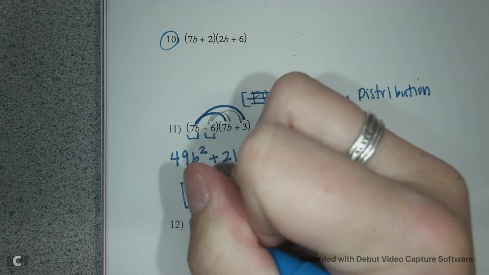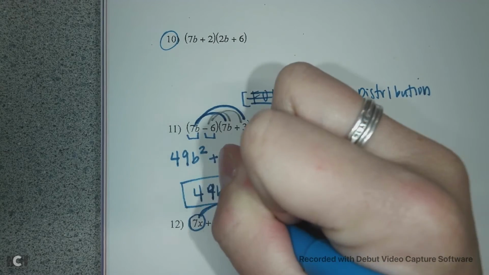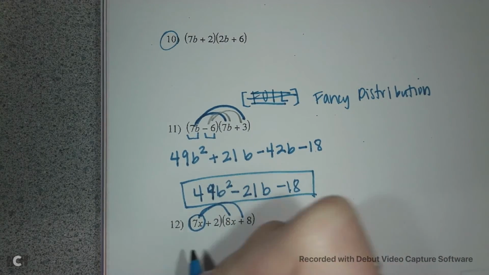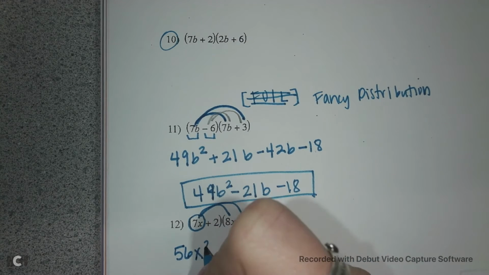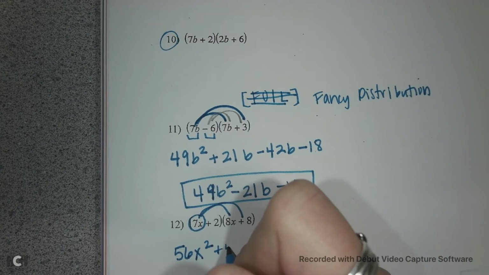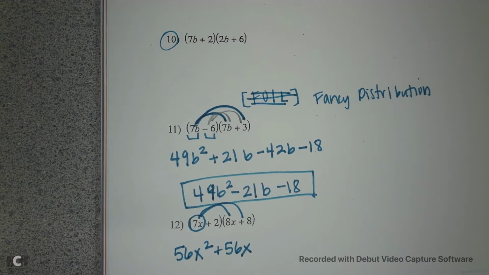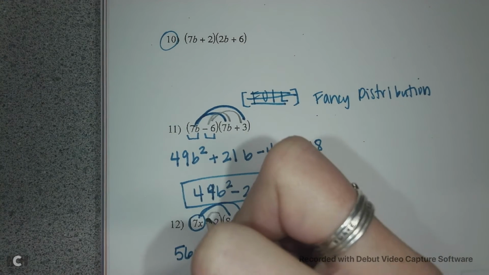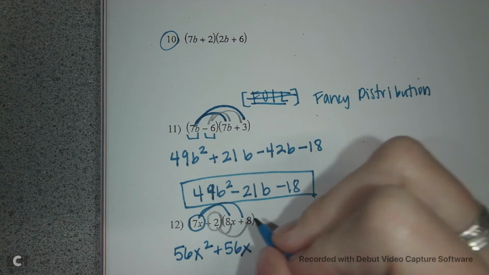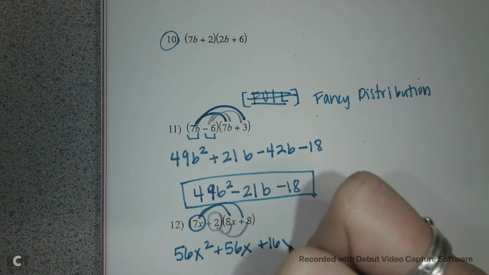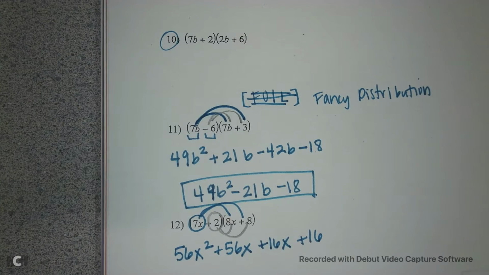We'll do one more, number 12. So fancy distribute. We're going to start with the 7x. It's going to be distributed to the 8x and the 8. 7 times 8 is 56. 1x and another makes 2. 7 times 8 is 56. 1x is just 1. Then we distribute our 2, it's a positive 2, to both the 8x and the 8. So 2 times 8 is 16, put that x on, and 2 times 8 is also 16.